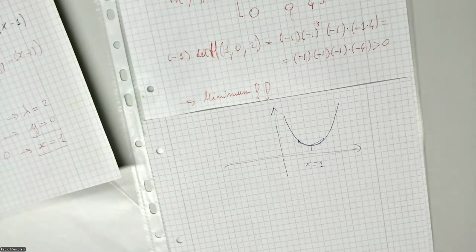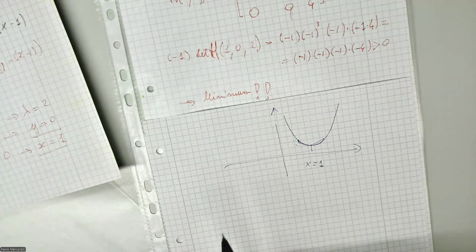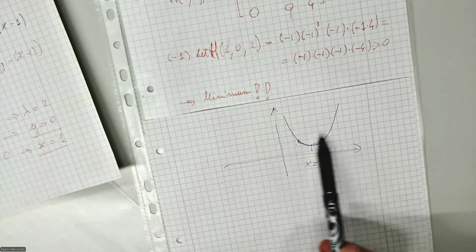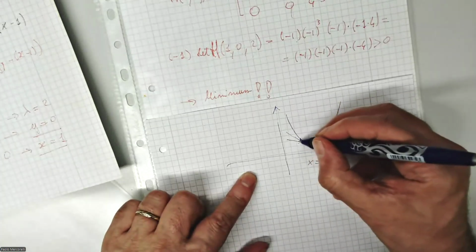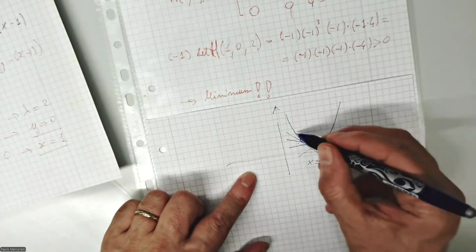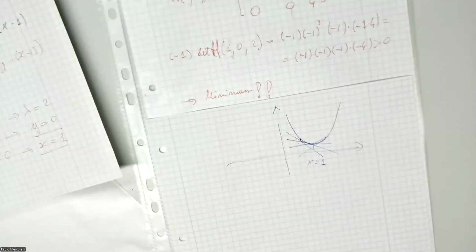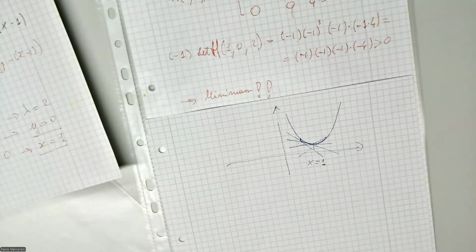This is the global minimum. We don't have other minima. We have a global minimum. Second derivative positive means first derivative increasing. I don't know if you remember this. In this neighborhood, here around, the derivative at this point is 0, but all around here the first derivative is positive. It is increasing, excuse me, is increasing. This means the second derivative positive.